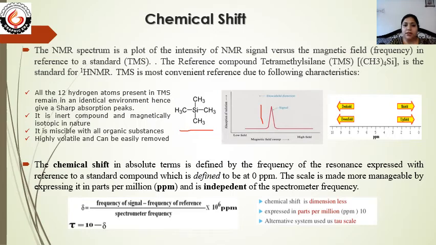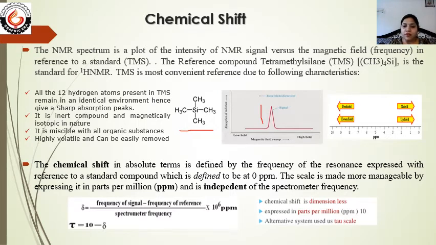Then the chemical shift in absolute terms is defined as the frequency of resonance expressed with reference to a standard compound which is defined to be at 0 ppm. That means the signal of TMS is always at 0 ppm. Clear? So we arbitrarily take it as 0 for the reference, and other signals are with respect to that TMS only.